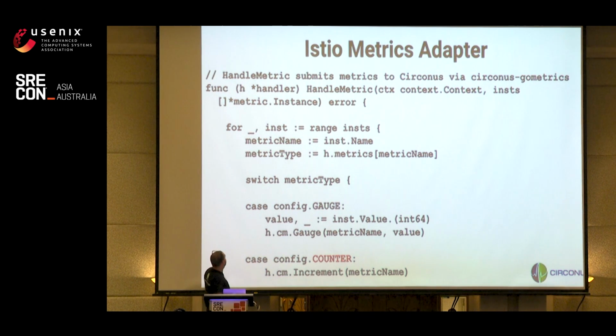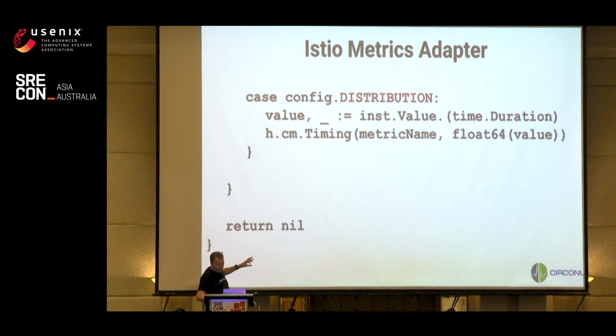So this is the meat of the adapter. There's a handle metric function which takes a context object and a slice of metric instances. The handler object already contains an instantiation of a Circonus client library, which is the glue to our SaaS system, and that's open source. The logic here is fairly simple. We've got a for loop there, which operates on each of the metric instances, and it says, hey, what kind of metric is this? Is it a gauge? Is it a counter? Or is it a distribution?